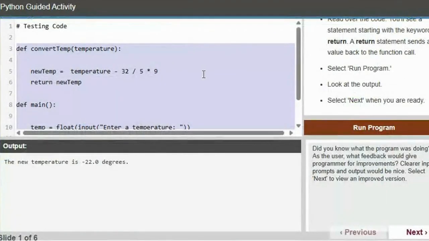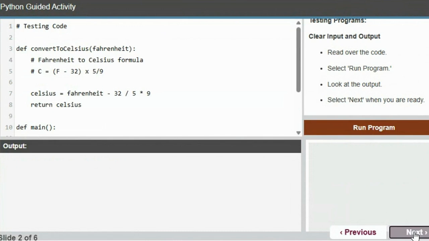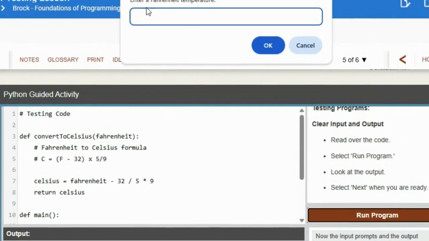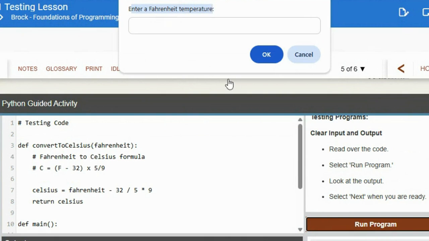So you didn't write anything, unfortunately. And what you took from the lesson doesn't work. In fact, here's another one that doesn't work. When you run this one with 32 degrees, it says it's negative 20 degrees. Now, at least this time it says Fahrenheit. When I run it, it says enter a Fahrenheit temperature. So I know what the program's supposed to do. 32 degrees should be 0.